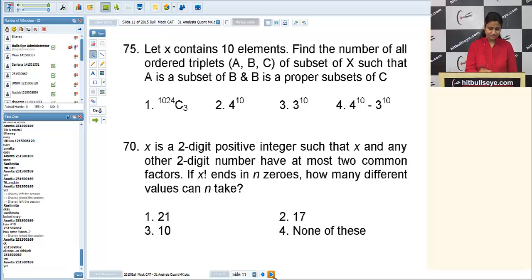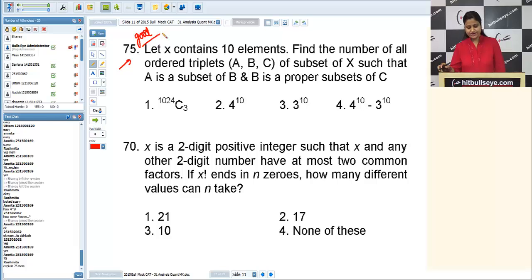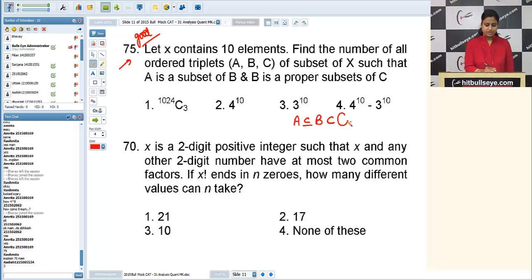75th, very, very good question. Avoidable. 75th and 70th. I think the answer should be 17 for 70th. Okay, 75th. Let X contain 10 elements. Find the number of all ordered triplets A, B, C of subsets of X such that A is a subset of B and B is a proper subset of C. It means A should be a subset of B and B should be a subset of C. Proper subset means B is not exactly equal to C.